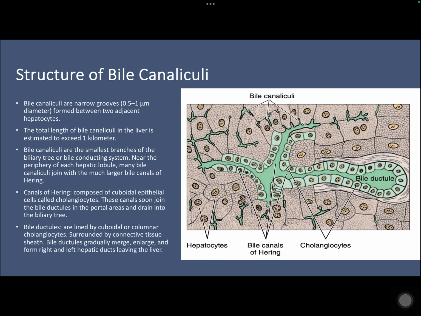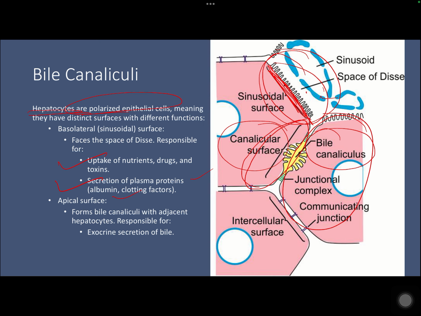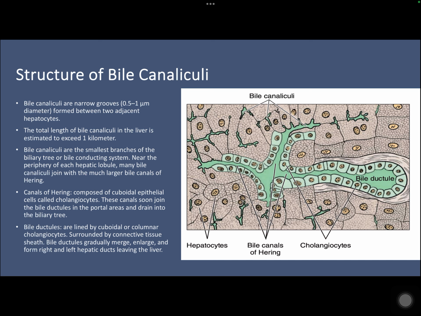As I mentioned earlier in this slide, the bile canaliculi is basically a space which is created by the canalicular or apical surface of the hepatocytes. So the apical surface of two adjacent hepatocytes creates a structure known as bile canaliculi. This bile canaliculi is the structure where bile is secreted.